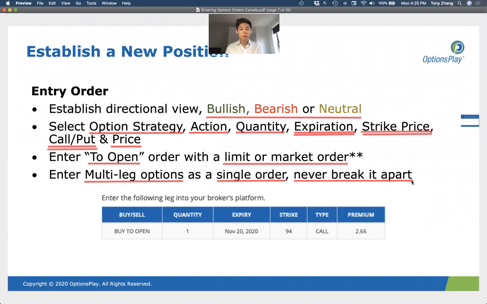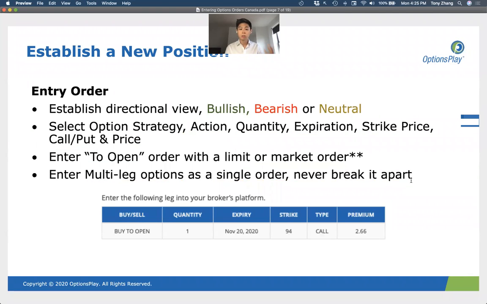Now, I know some investors here will say, my broker doesn't support multi-leg trading, I can only do them as single leg. From my perspective, if your broker only provides single leg execution, you might want to take a look at some of the other brokerage firms in Canada that offer multi-leg execution. I, as a trader, would never recommend breaking apart a multi-leg order and working the execution separately.